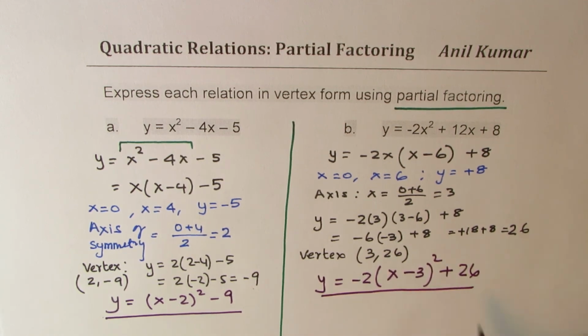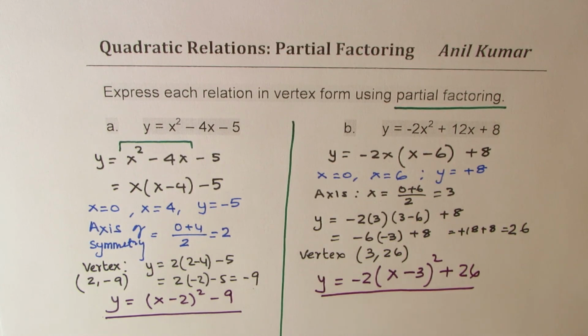So that is how you get the vertex form by using partial factoring. So this is a very effective method. For many minimum and maximum optimization questions, you could use partial factoring rather than completing the square to find answers.